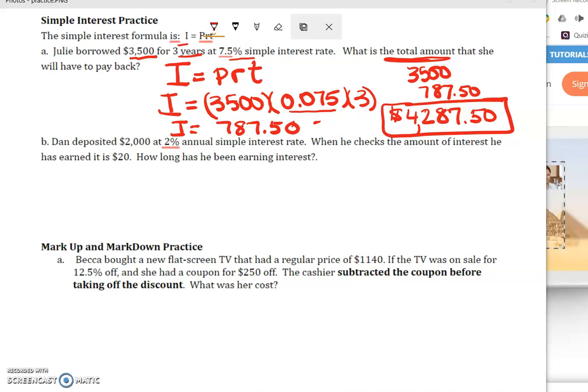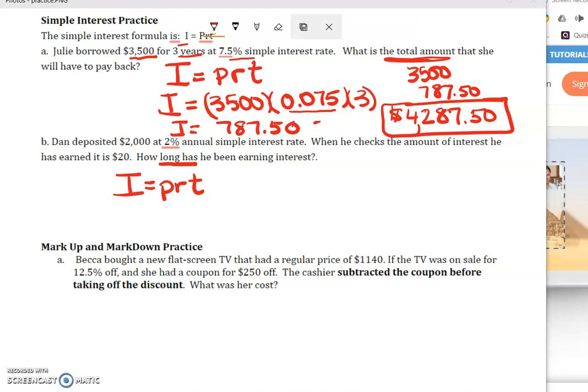Dan deposited $2,000 at a 2% annual simple interest rate. When he checks the amount of interest he has earned, it is $20. How long has he been earning interest? So now we're looking for the time. So let's find all the parts that we do know.